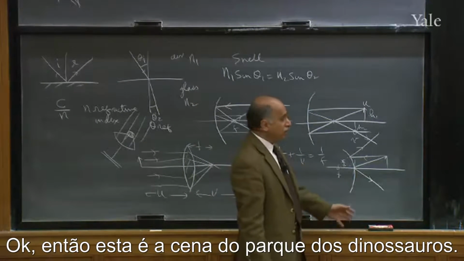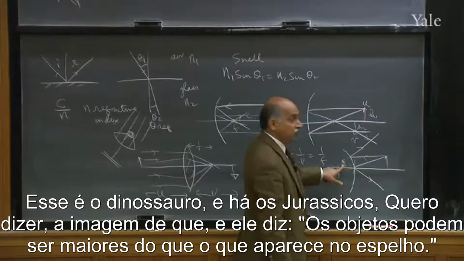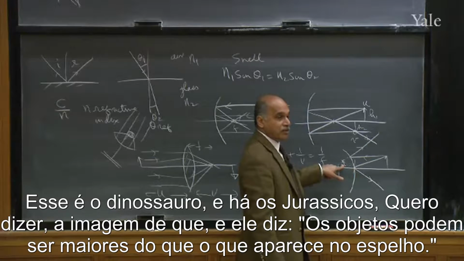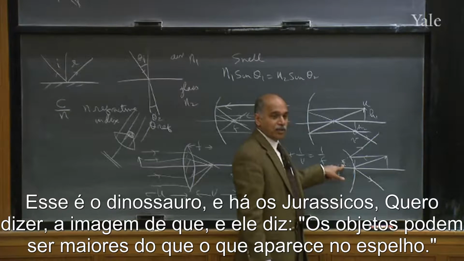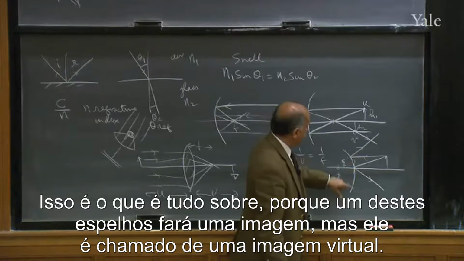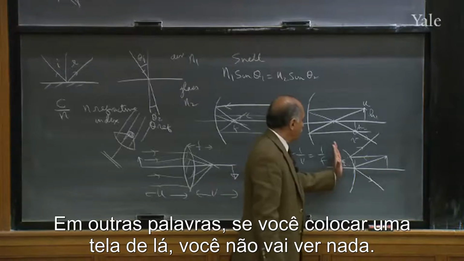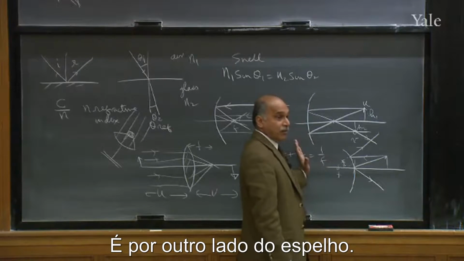Okay, so this is the scene from Jurassic Park. That's the dinosaur, and there's the Jurassic Park. I mean, the image of that, and it says objects may be bigger than what they appear in the mirror. That's what it's all about. Because one of these mirrors will make an image, but it's called a virtual image. In other words, if you put a screen there, you won't see anything. It's on the other side of the mirror.